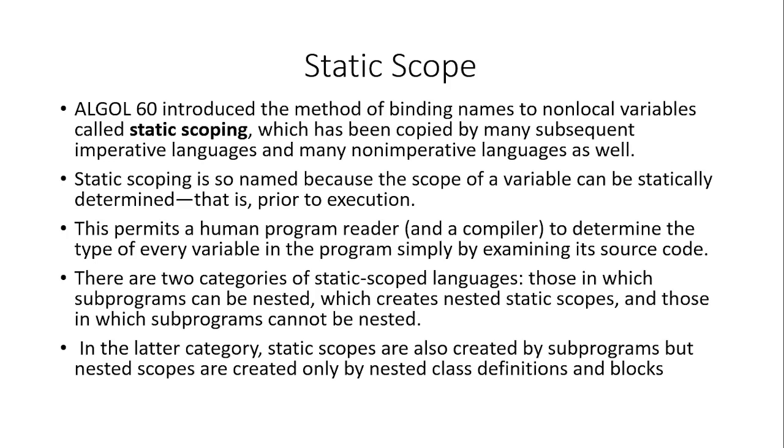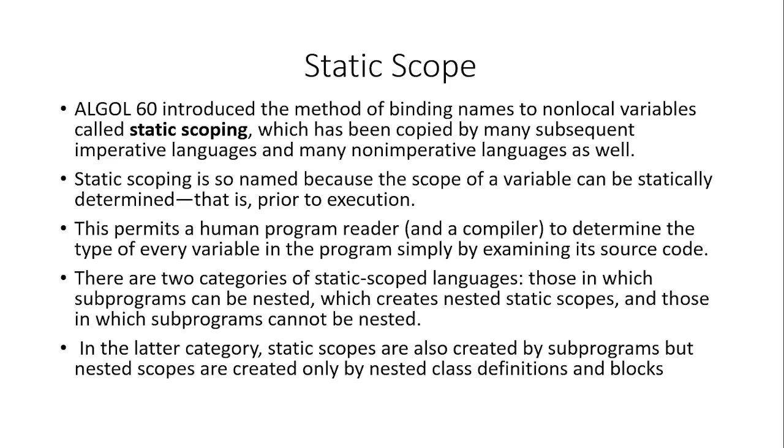The Algol 60 language introduced the method of binding names to non-local variables called static scoping. We have non-local variables, that is variables declared outside this particular program unit, and we are binding names to these non-local variables. That is known as static scoping, and it has been copied by many subsequent imperative languages and many non-imperative languages as well. Static scoping is so named because the scope of a variable can be statically determined, that is, prior to execution.